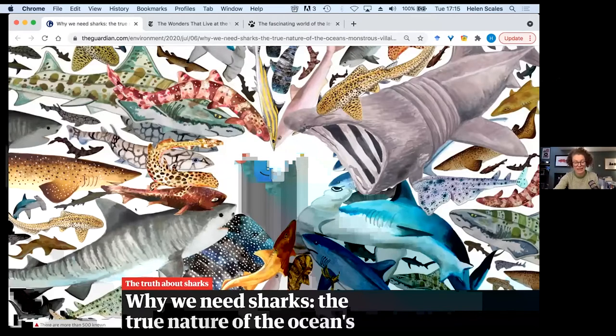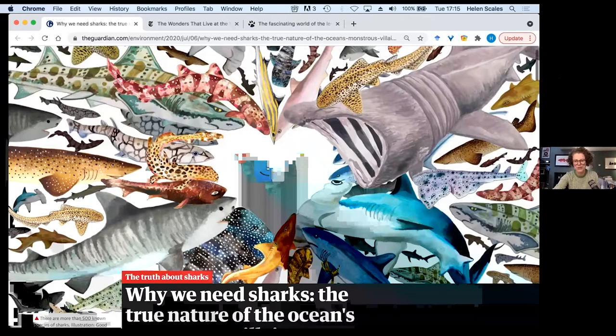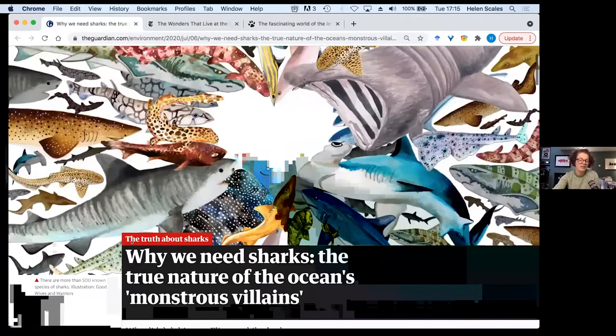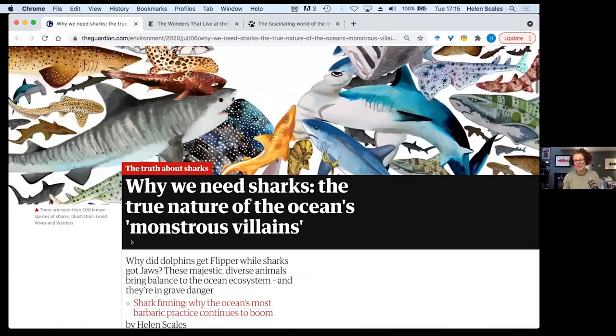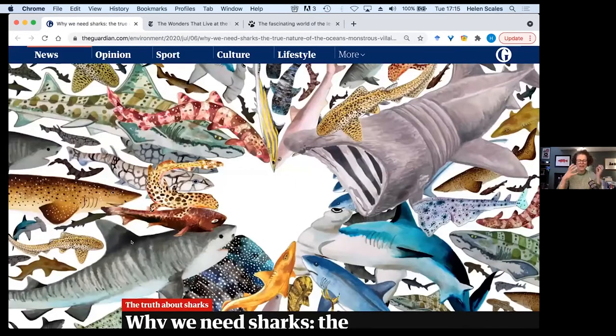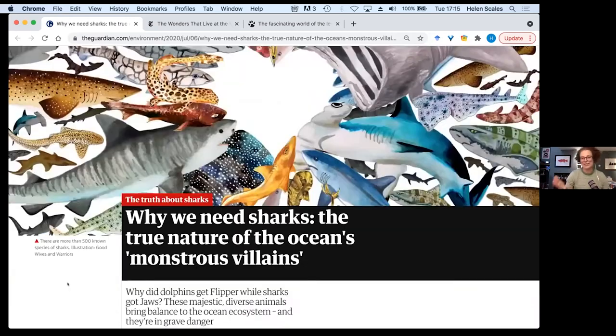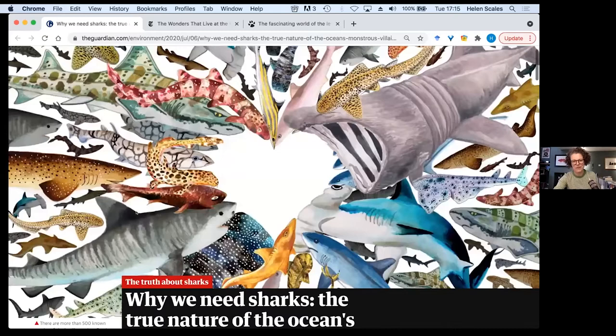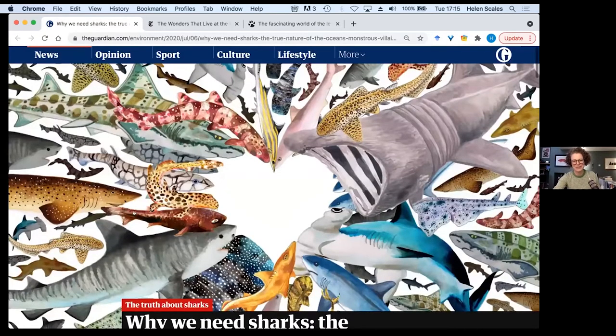This story here, Why We Need Sharks, The True Nature of the Ocean's Monstrous Villains, was about the misinterpretation of these animals. I think the key message was how diverse and wonderful sharks are. And I just love this image that was created by these wonderful artists. There are a pair of women who work together. They call themselves Good Wives and Warriors. And they created this just really striking image of all the different shapes and creatures that sharks can be, and that was all my writing down below it.